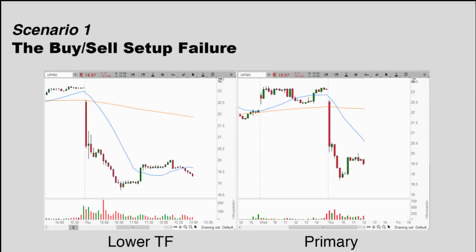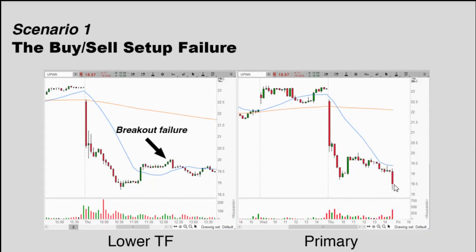And here's a sell setup on Upwork from yesterday. Here we have a breakout failure off the smaller time frame. So you see it popped, went over that 20 MA, tried to break out, failed, back down to the base. And once that base breaks down, it will start that downtrend again on the smaller time frame, making that primary time frame entry valid. All right. And as you can see, worked pretty nicely.